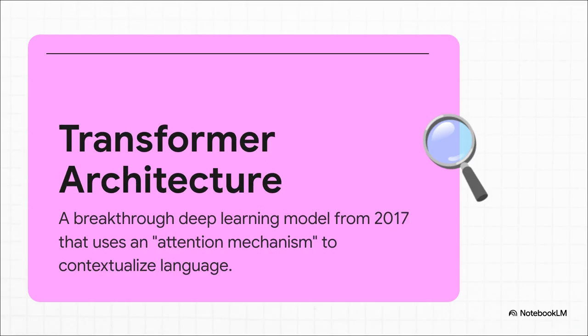So, what was the big breakthrough that made these LLMs possible? Well, it was something called the transformer architecture, which came out back in 2017. Its secret sauce was an attention mechanism. It's a clever way for the model to weigh the importance of different words in a sentence, to truly grasp context in a way that older models just couldn't. It's why the AI's responses suddenly started feeling so natural and human.